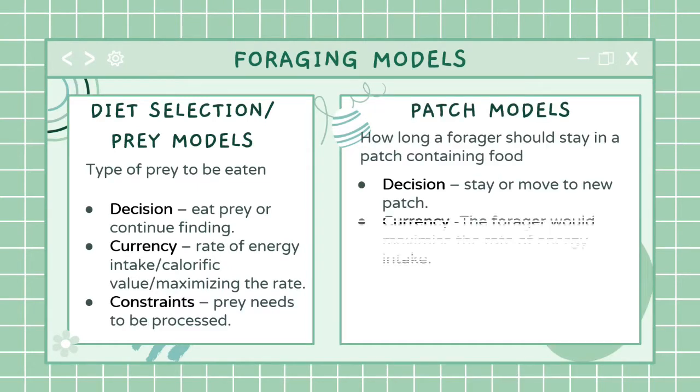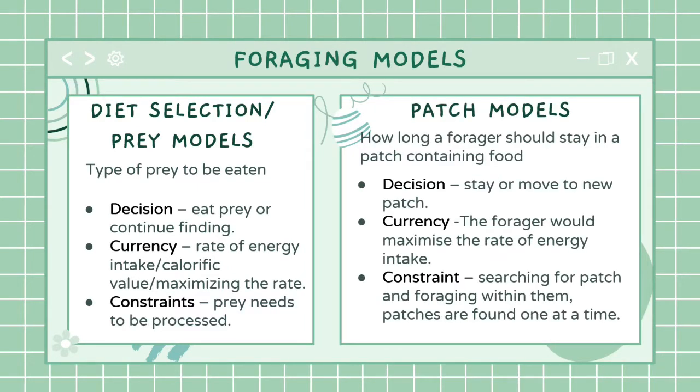The prey model is the type of prey to be eaten, while the patch model describes how long a forager should stay in a patch containing fruit. Considering three parts of the model. First, decision: eat prey or continue finding. Second, currency: the rate of energy intake, calorific value, and maximize the rate. Third, constraint: prey needs to be processed.